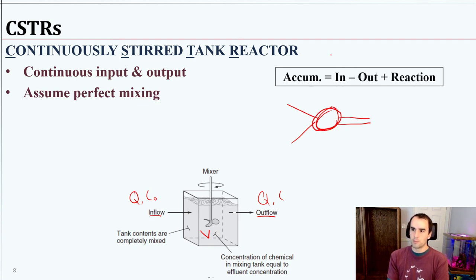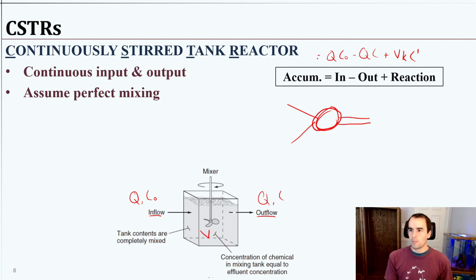And that's going to look something like Q C0 minus Q C plus the reaction term, which could be, let's say, a growth, so we'll have a plus there, V k C to the 1 power. That would be first order growth. We're going to come back and be more specific and show you a couple different examples of how the reaction term exists in the mass balance. But when we set up the mass balance, this is what I wanted to show you.